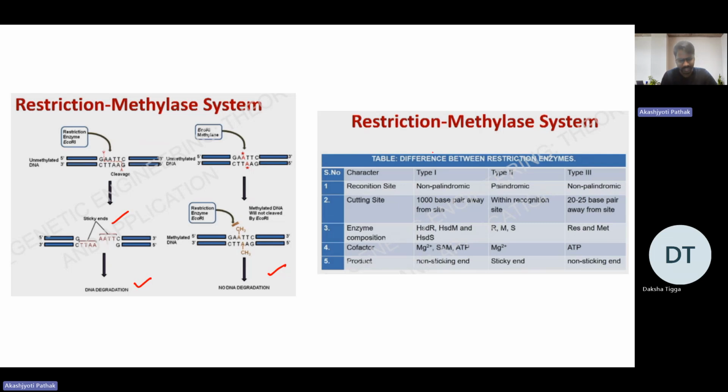There are three different types of restriction enzyme: type 1, type 2, and type 3. You need to remember some of the features of these restriction enzymes. Type 1 is non-palindromic, type 2 is palindromic, and type 3 is non-palindromic.